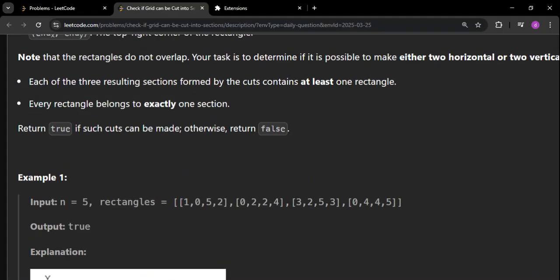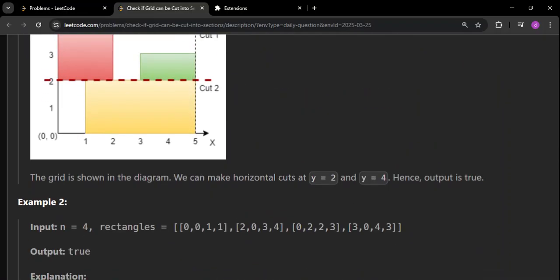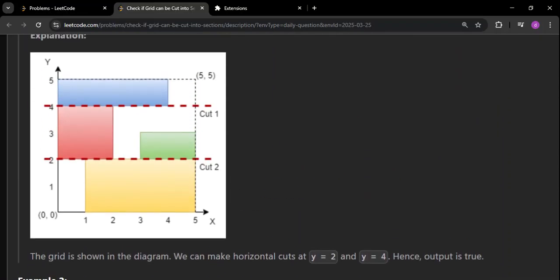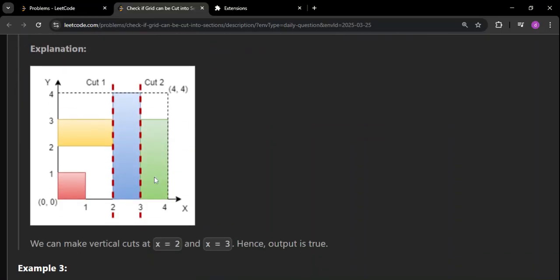Okay, that is the question. Return true if such a cut is made, otherwise return false. So if such a cut is possible, either horizontal or vertical, you have to return true, otherwise return false. In example number one, they are talking about horizontal cuts. Similarly, in example number two, they are talking about vertical cuts. Okay, so this is the question.